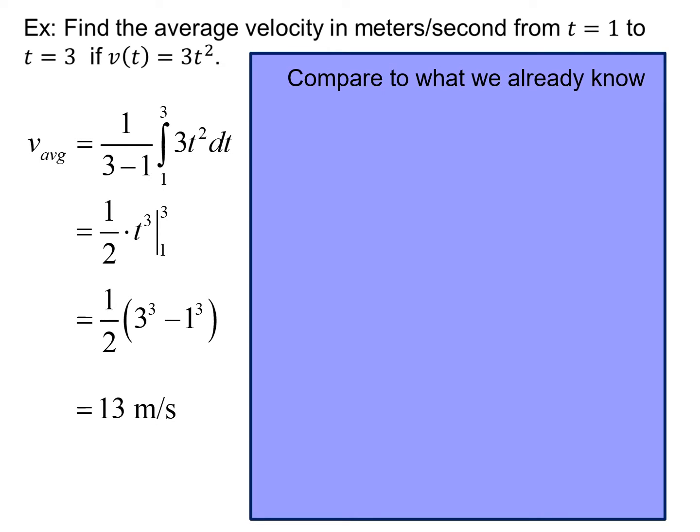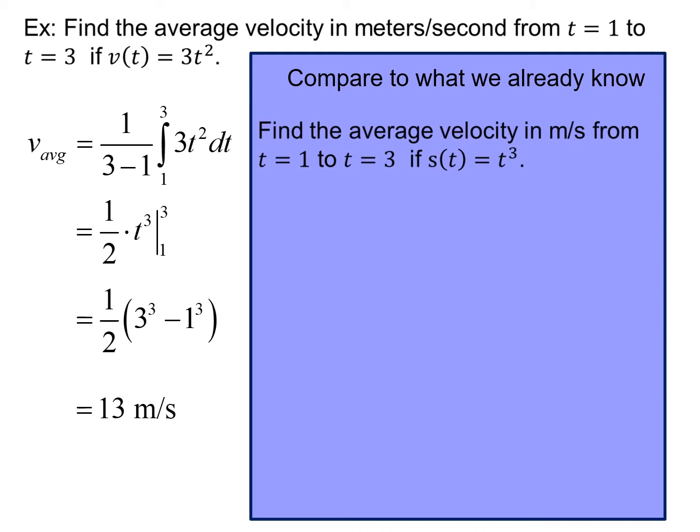And I just want to make a connection to something that we already know. If we're trying to find average velocity given position, that's something we've been doing since the very start of the year. So if we want to find the average velocity from time 1 to time 3, given position equals t cubed. Now notice the connection here. If position, s of t, is t cubed, the derivative of that is velocity, which is 3t squared.